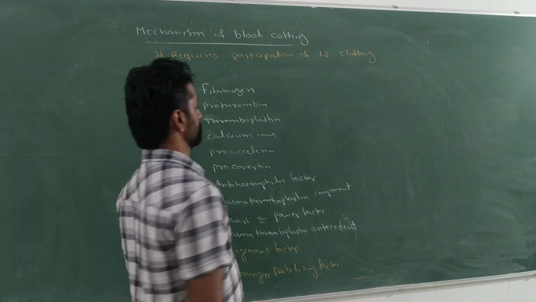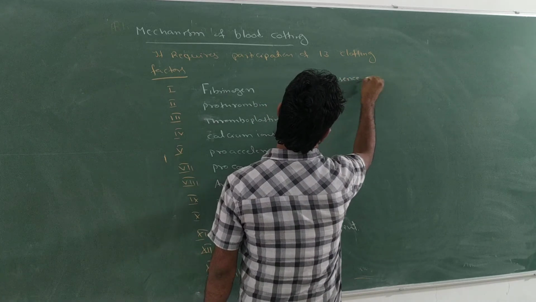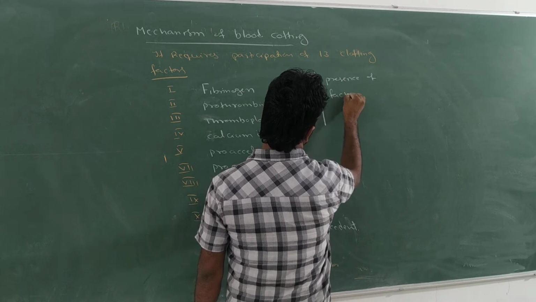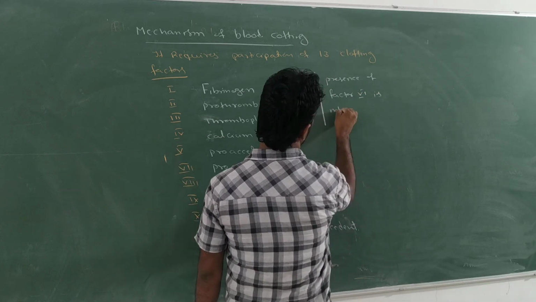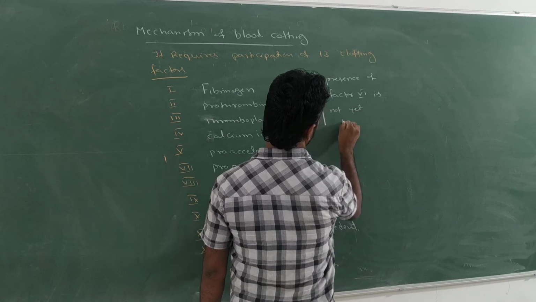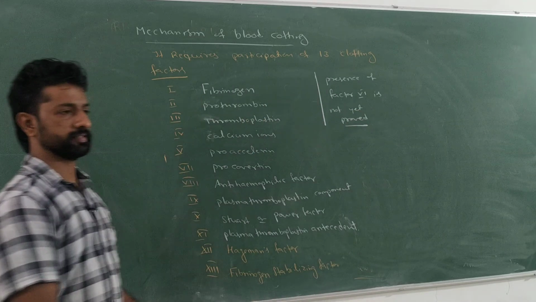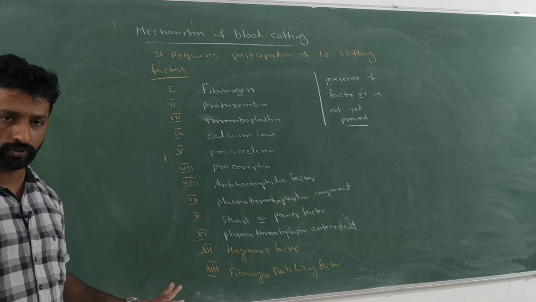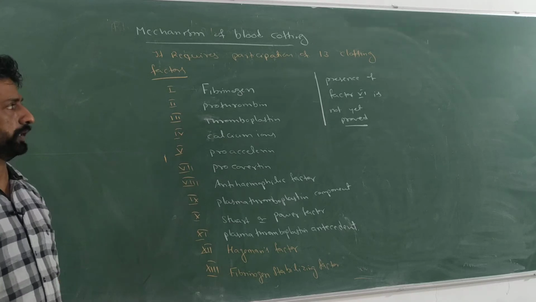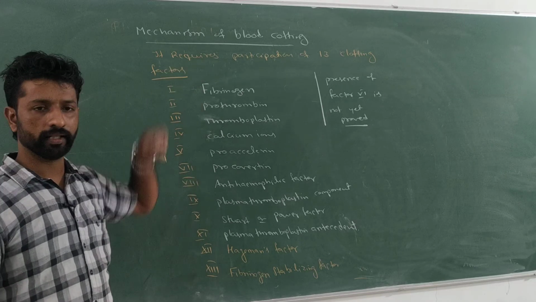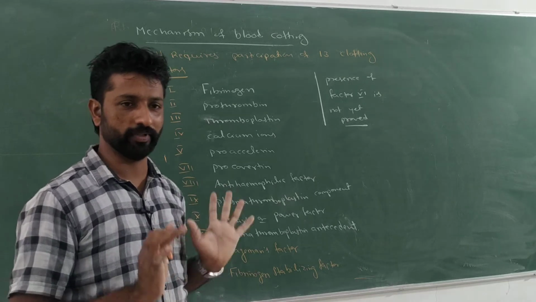I have not written 6 here. Right? So the presence of factor 6 is not yet proved. So the presence of factor 6 for the blood clotting is not yet proved. So hence there are 12 factors known, which are involved in the clotting of the blood. So anyone may be asked in the NEET or the CET examination from this list.